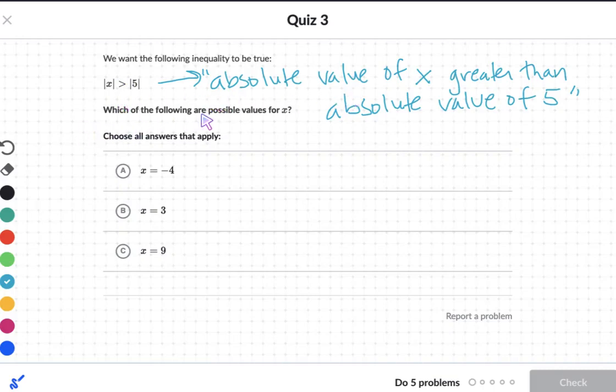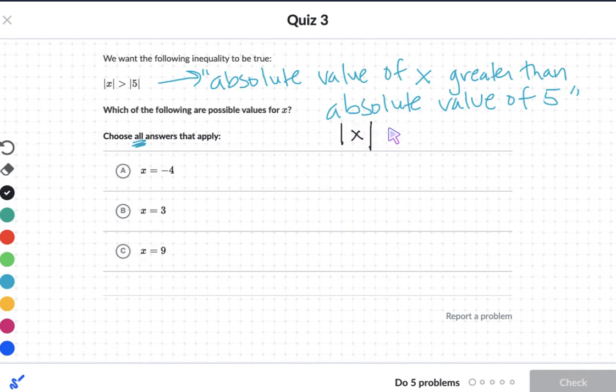And they want to know which of the following are possible values for x. Choose all the answers that apply. Go ahead and pause the video and try it on your own first. Okay, so remember that absolute value is the distance away from 0. So they want to know the absolute value of x, a number that would go inside these absolute value bars.